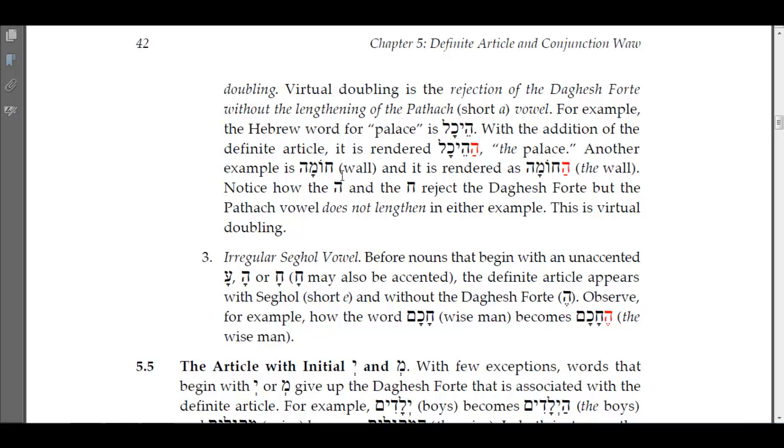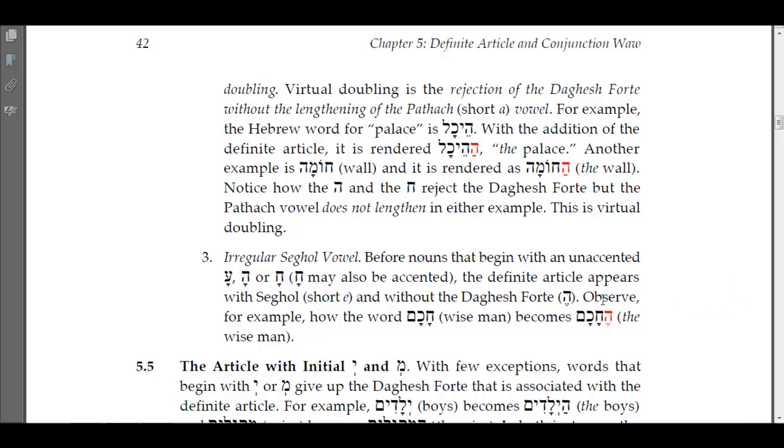Another example is chomah, wall. It's rendered as ha-chomah. Notice how the hey and the chet reject the dagesh forte, but the patak vowel does not lengthen. So that's called virtual doubling. That happens with heys and chets right here.